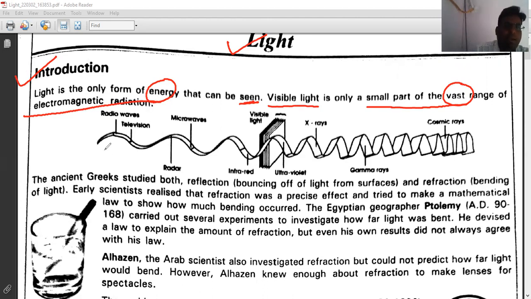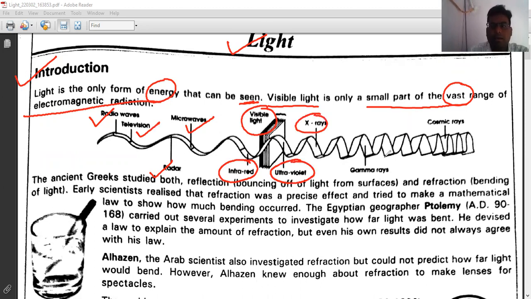Like radio waves, television waves, radar, and microwaves, these are all electromagnetic radiation waves. Here it is written visual light. Before that it is infrared light. After that come ultraviolet light, X-ray, gamma rays, and cosmic rays. These are the behaviors shown here. And visual light comes between the infrared and ultraviolet rays.